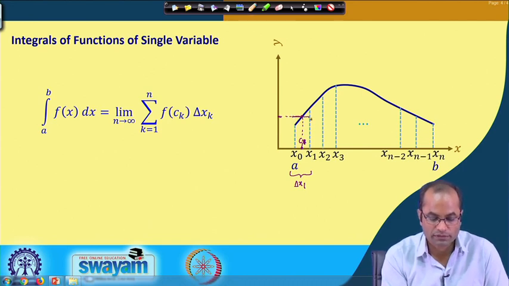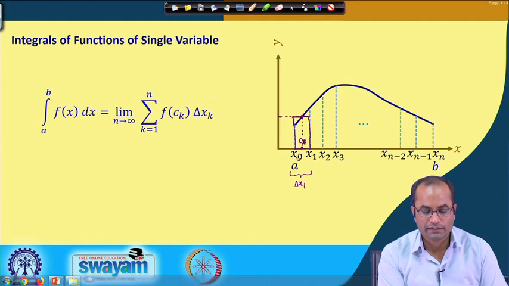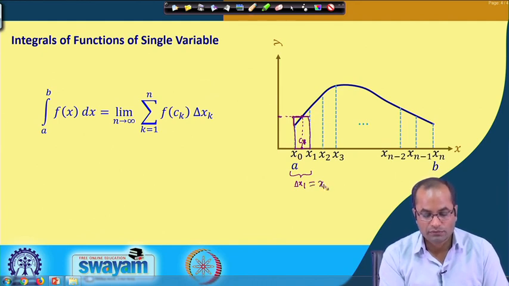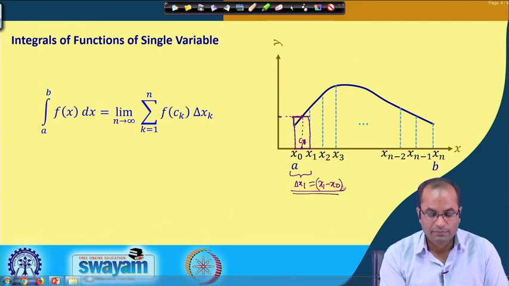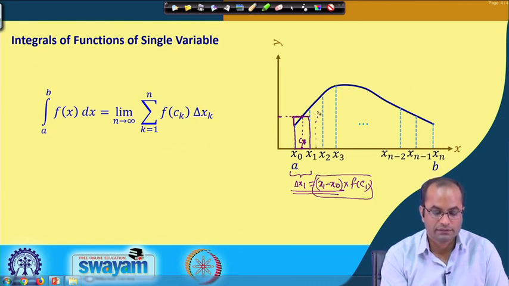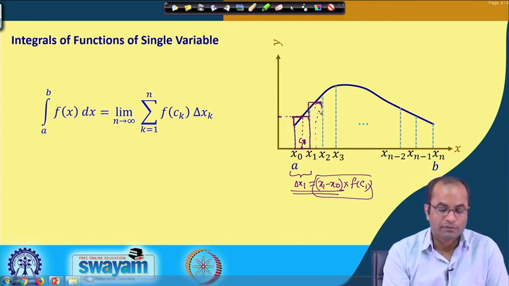So, this is delta x1 in our notation, and this is c1 because this is the first interval, and this will be f(c1), and we are now summing this product. So, what is this product? This product gives the area of this rectangle. The width is x1 minus x0, which is delta x1, multiplied by the height, which is f(c1). And then we are summing all these rectangles.